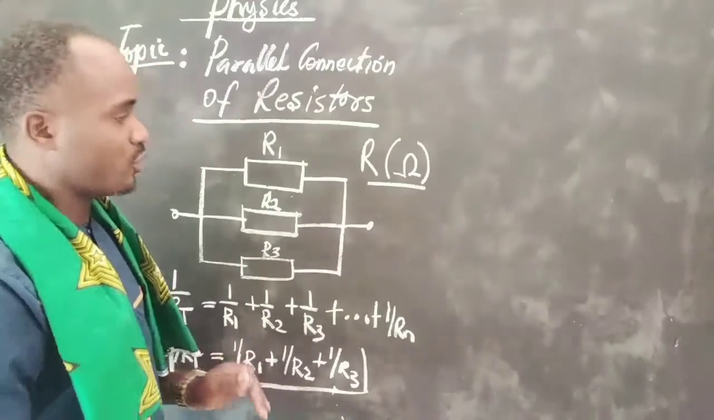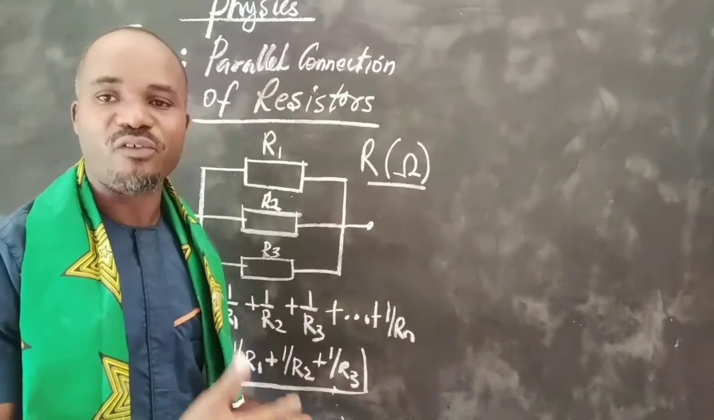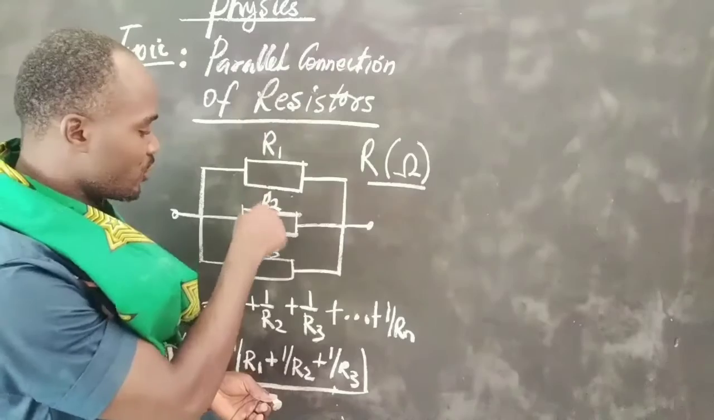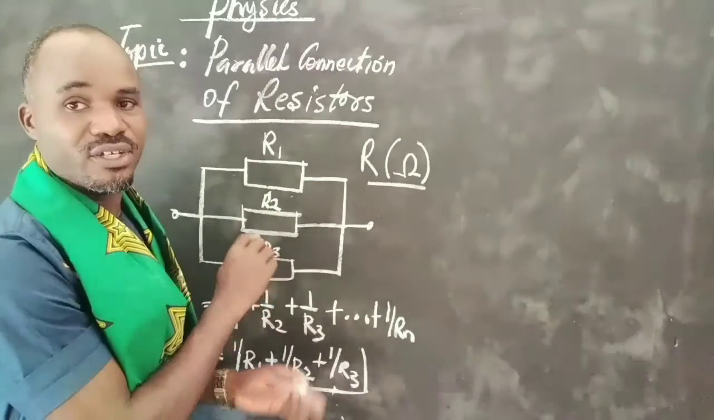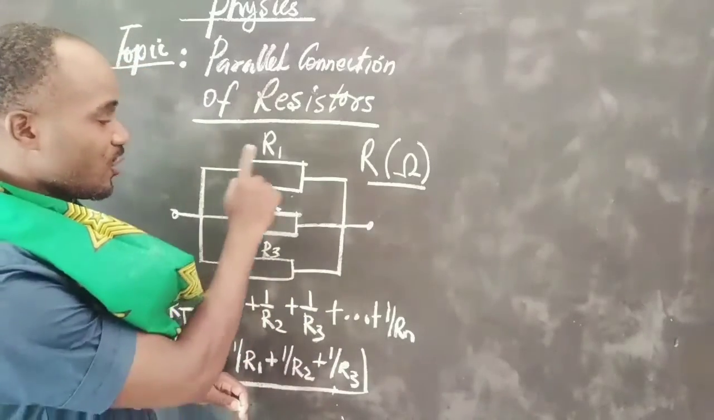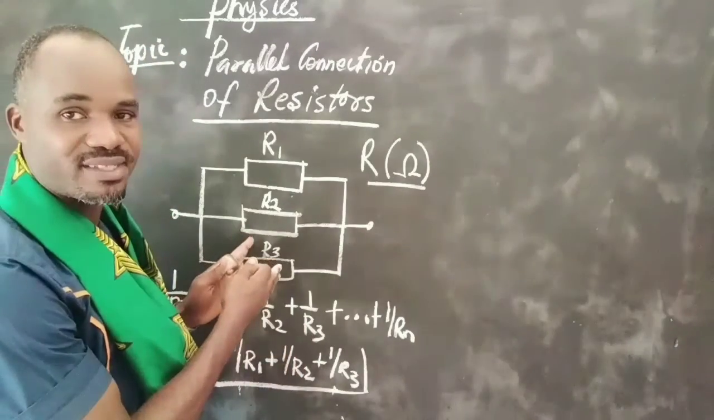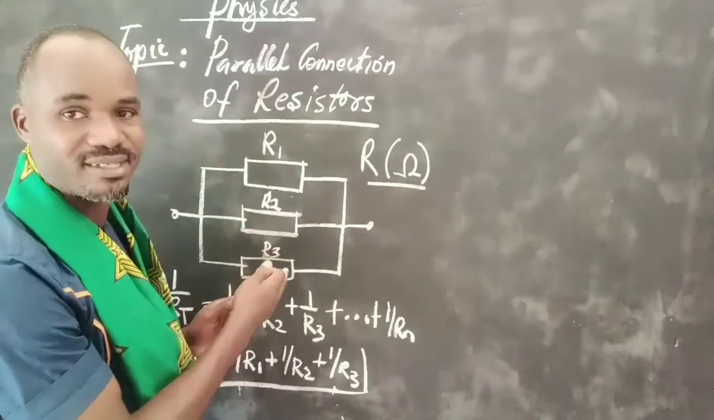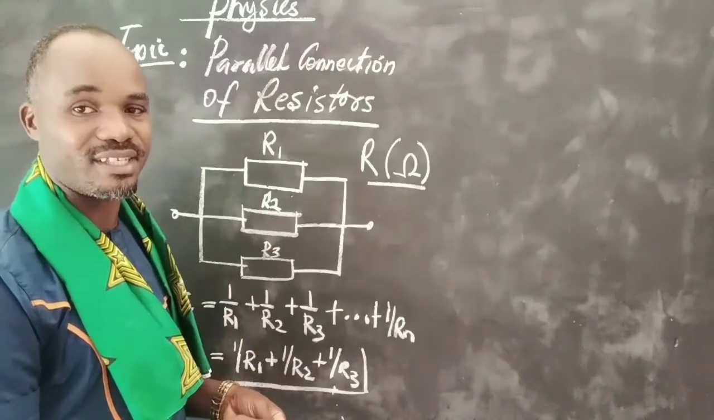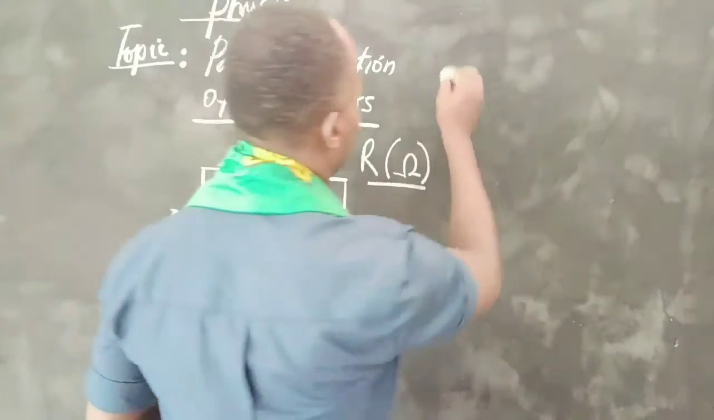Something that we need to understand about parallel arrangement of resistors is that current flowing through each of these resistors is not the same. I repeat, current flowing through each of these resistors is not the same. But the potential difference across each of these resistors is the same. Just quite opposite of what we had in our previous lesson on series connection of resistors. So we take it as a note.